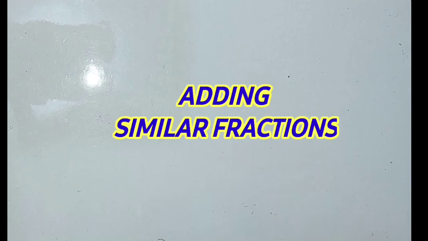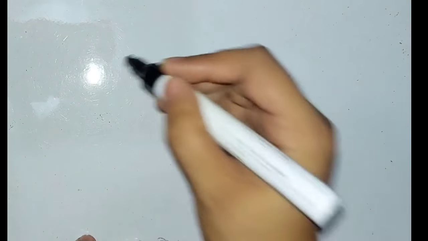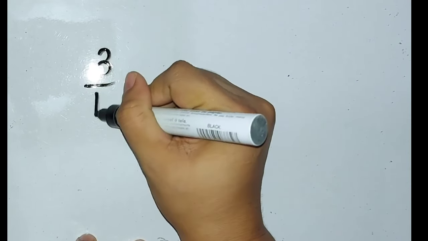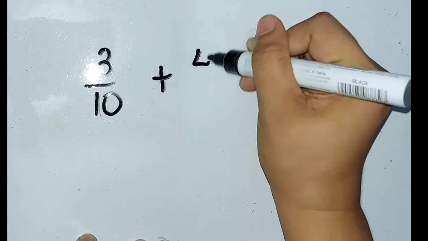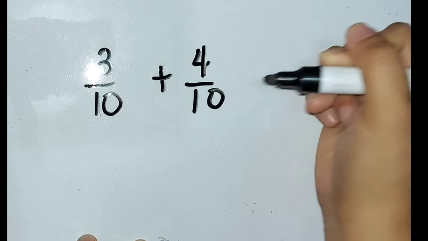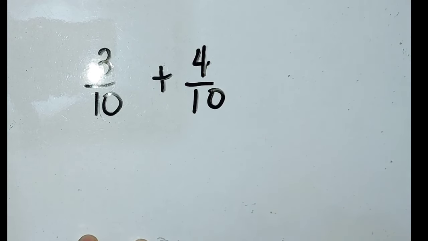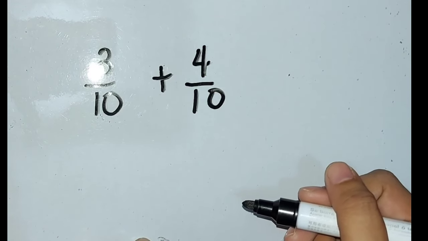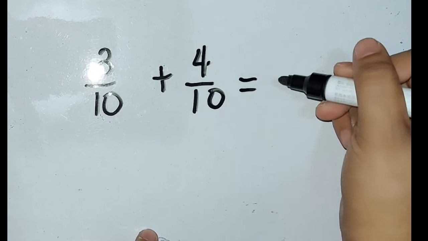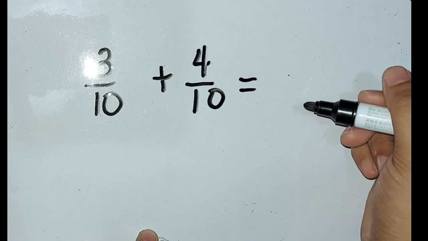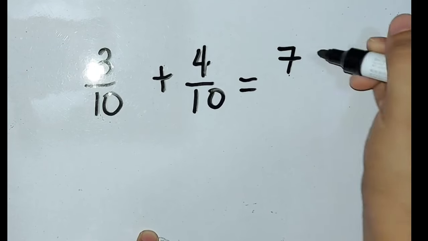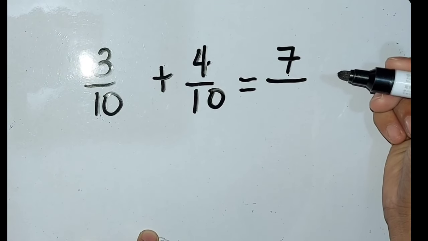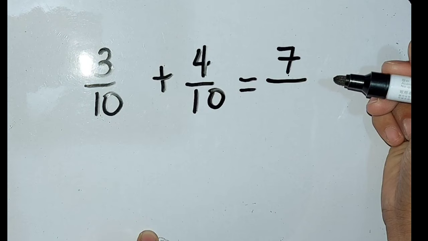Step 1. Write the given. Our given is 3 over 10 plus 4 over 10. Step 2. Add the numerators and copy the common denominator. Our numerators are 3 and 4 and our common denominator is 10. So we need to add the numerators. 3 plus 4 is equal to 7. Since we have a common denominator, let's just copy 10.